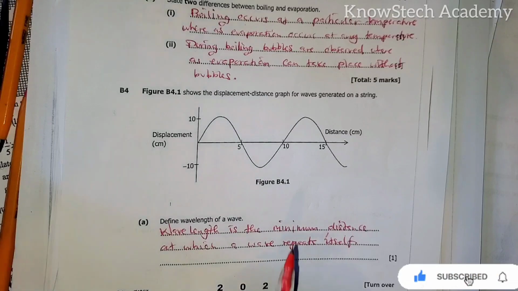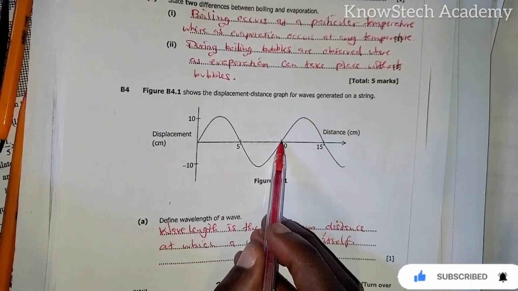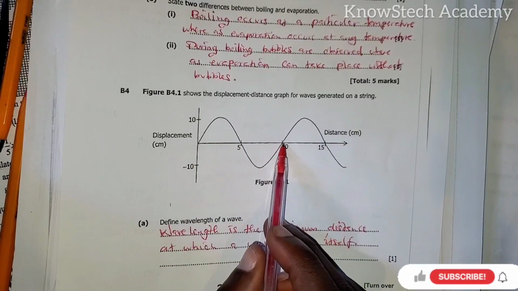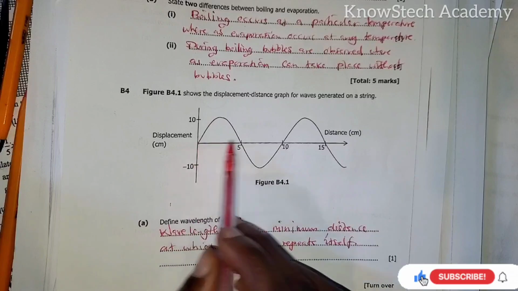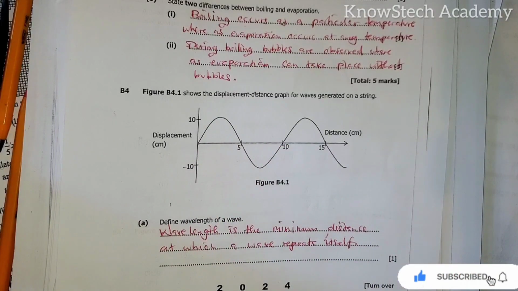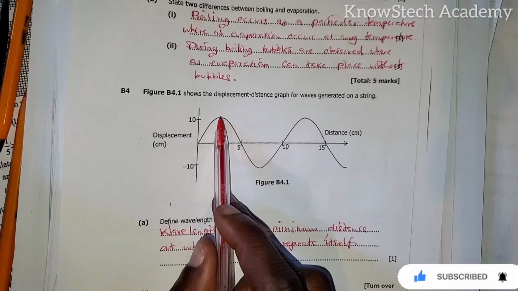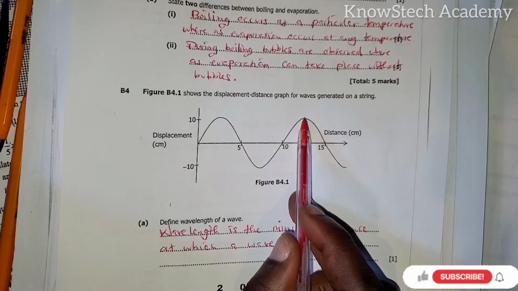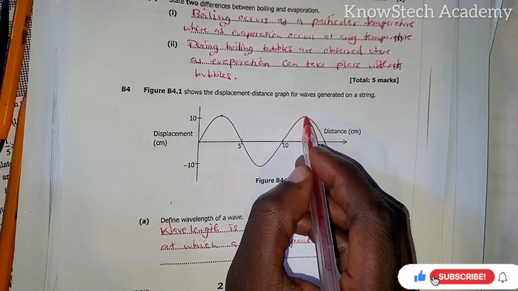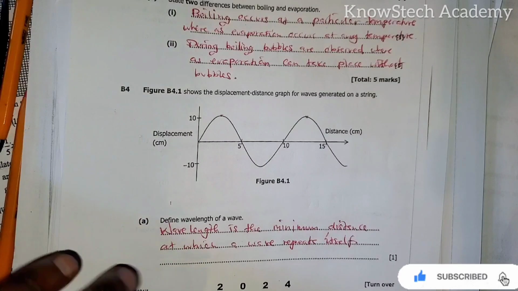Look at this. This is where the wave is repeating itself. So this is the wavelength from here up to here. This is one wavelength. From the top here, from the crest up to the other crest, that is the wavelength.